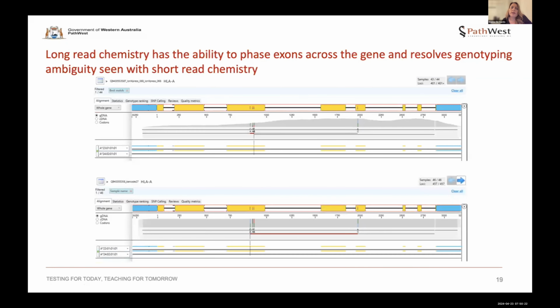Long read chemistry has the ability to phase exons across the gene and resolve the genotyping ambiguity that we see with short read chemistry. So in the top graph view, we see our short read chemistry, so our Ion Torrent sequencing for A*23:01 and 24:02. You can see that the polymorphisms in exon 3 can't be phased with that in exon 5, but we have no issues doing that with the long read chemistry.